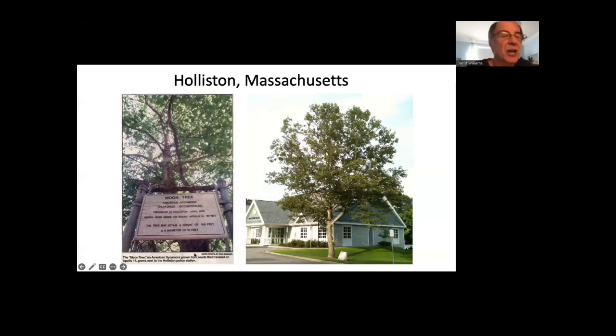Holliston, Massachusetts, they planted a tree there. It's in front of the police station, and they decided that that would be the safest place to plant the moon tree. But they did something that a lot of places did with the moon tree, and that is the seedling, when they got it, was very young, very small, and very frail. And so for the ceremony, they planted a stand-in. They had another sycamore seedling, and they planted the stand-in seedling because they weren't sure.